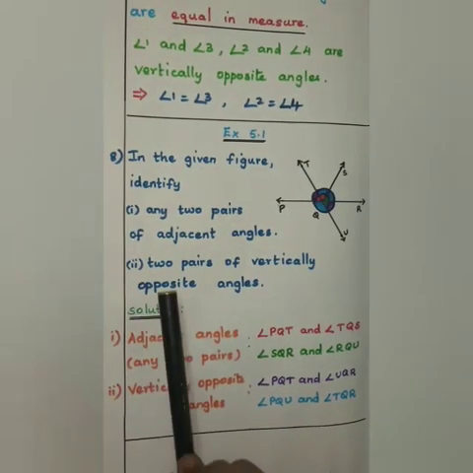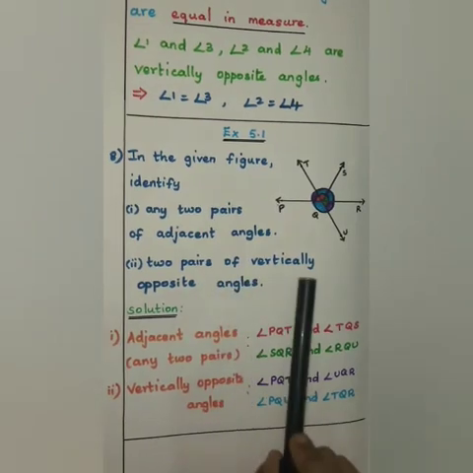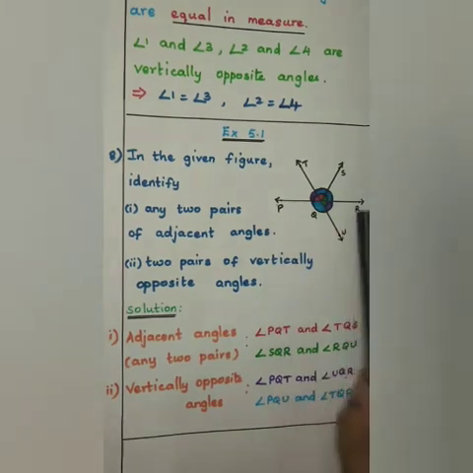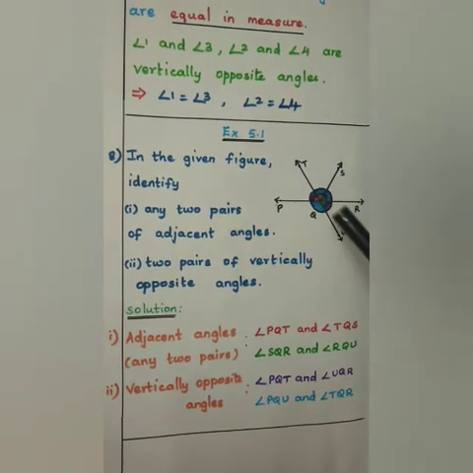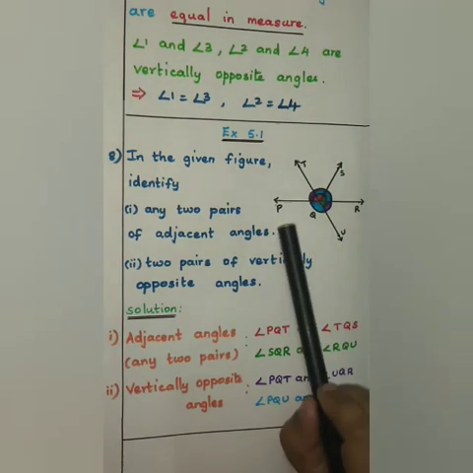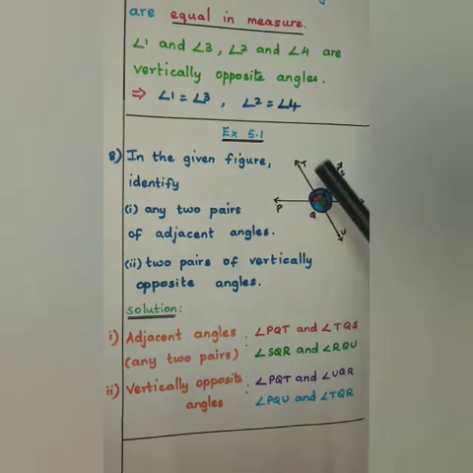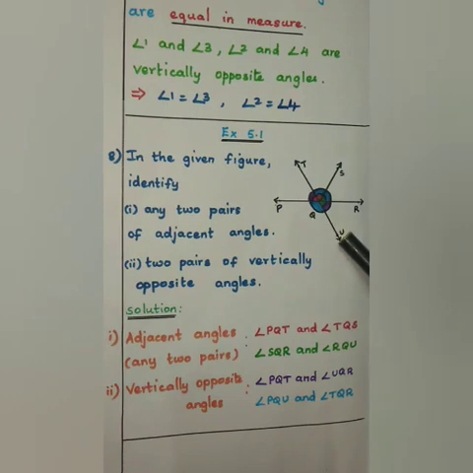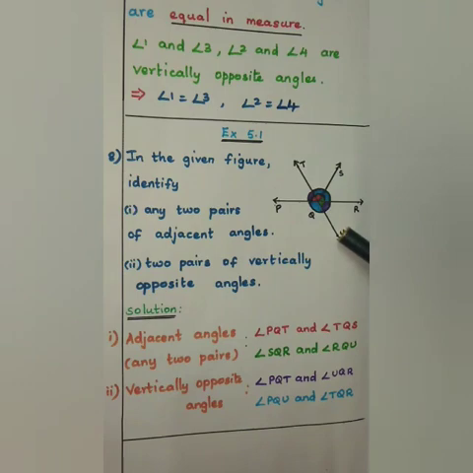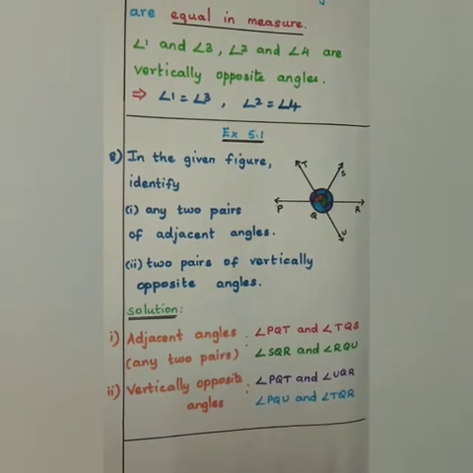In the second subdivision, we are asked to find two pairs of vertically opposite angles. See the figure. Here the lines PR and TU intersect at the point Q. So the vertically opposite angles are angle PQT and angle RQU. The other pair is angle PQU and angle TQR. Answers I have written here.